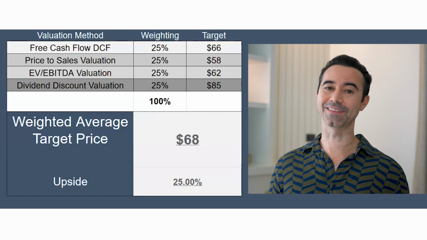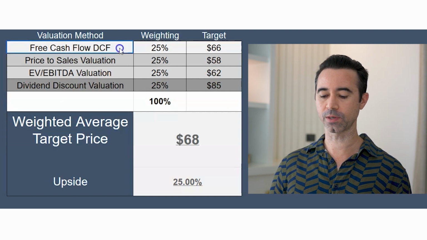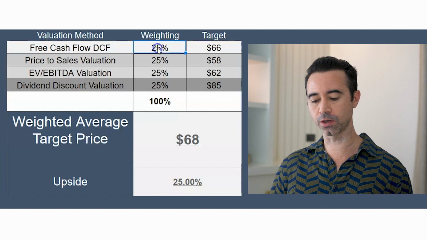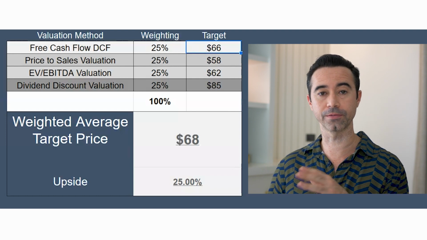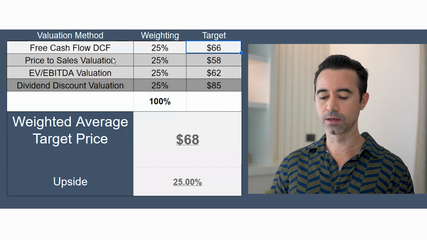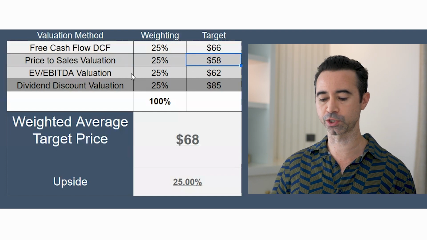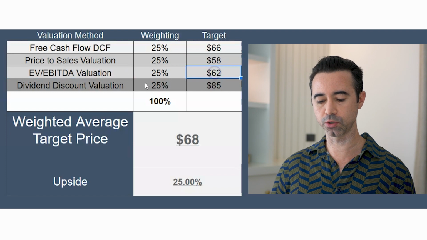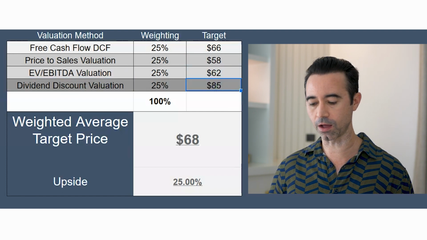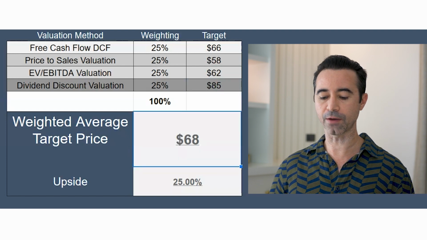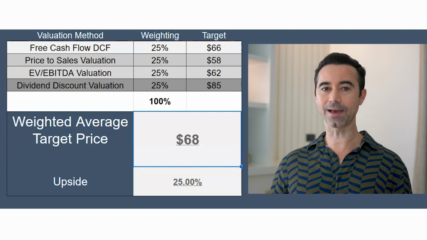So all right, this is what we got. This is our weighted average target price for Verizon. First we have the free cash flow based discounted cash flow, 25% weighting towards that. That was our target price of around $66 per share. Then we had the price to sales valuation method that we used, $58 per share. EV to EBITDA valuation, 62. Dividend discount valuation, which was a lot higher, with $85 per share, gives us a weighted average target price of $68 per share.